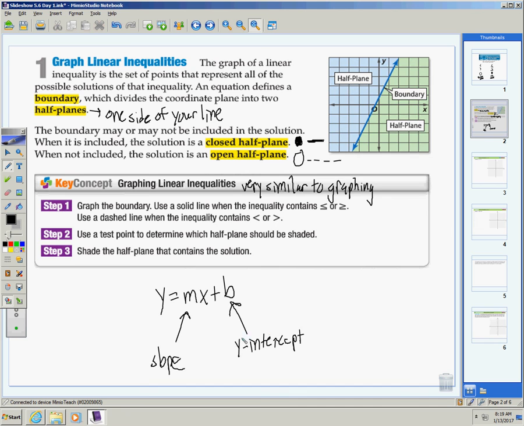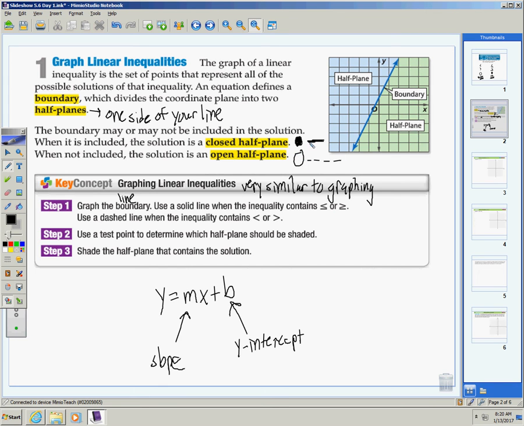And so when we do these, we graph the boundary, which is just like the line. So we're going to graph the line. We use a solid line when the inequality is less than or equal to or greater than or equal to. We use a dashed line when it's less than or greater than. So remember, if it would be an open circle, we use a dashed line. If it would be a closed circle, we use a solid line.